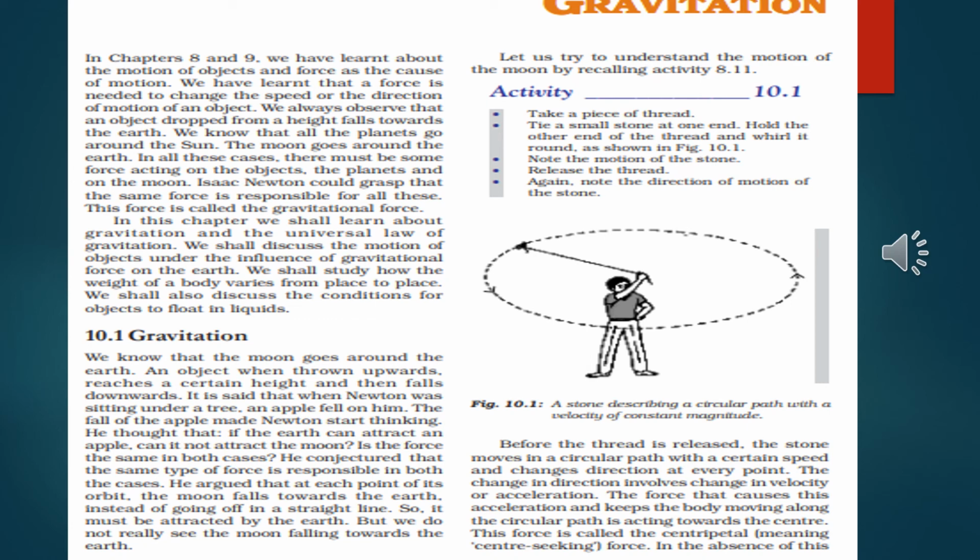Today we have understood that gravitation is responsible both for an apple falling on the earth and the moon moving around the earth. But the moon is not falling because in this case centripetal force is working, because moon is more massive.